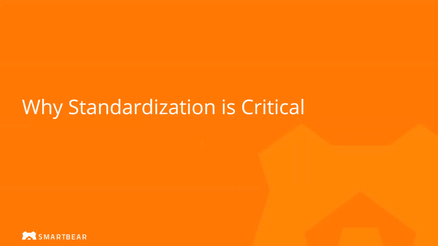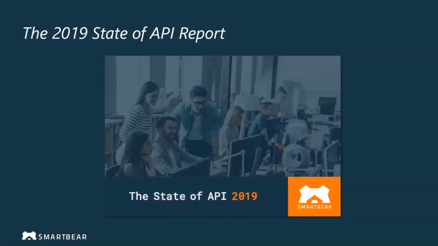Okay, so why is standardization critical? SmartBear was involved in generating a State of API report in 2019. This report involved speaking to a number of API practitioners and organizations, with regards to the design, documentation, testing, and development of those APIs. Essentially, this report was to identify different trends and practices within the market.